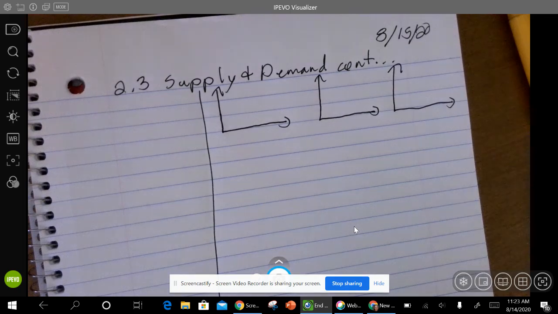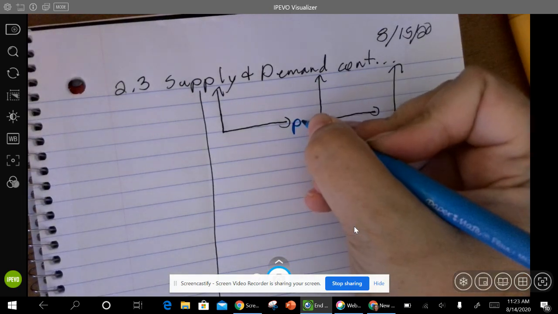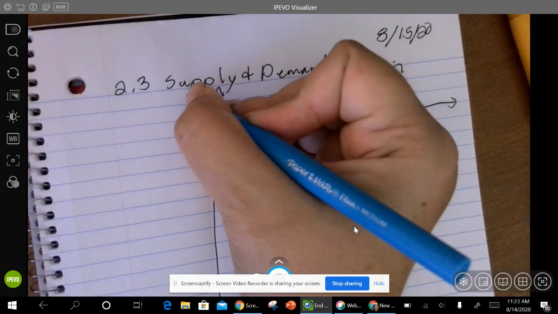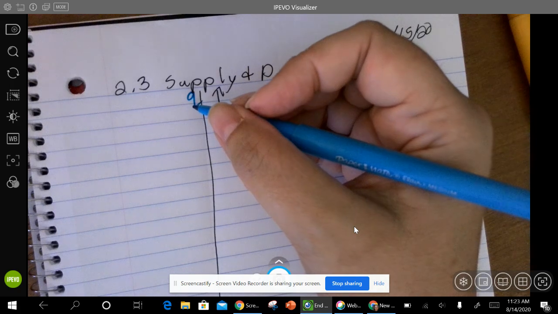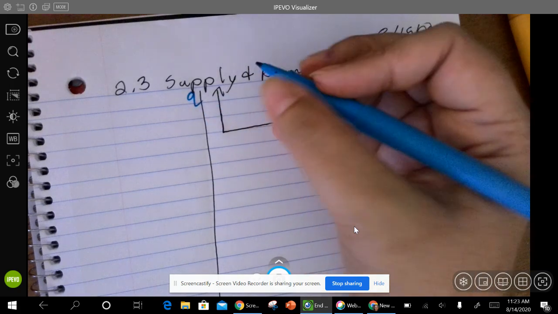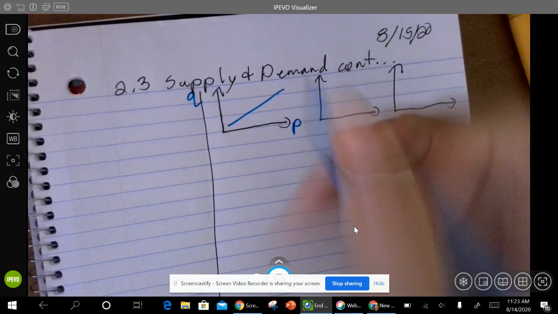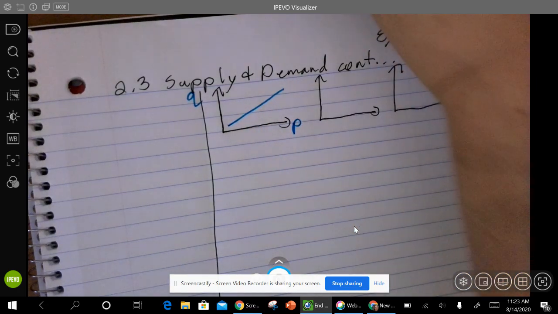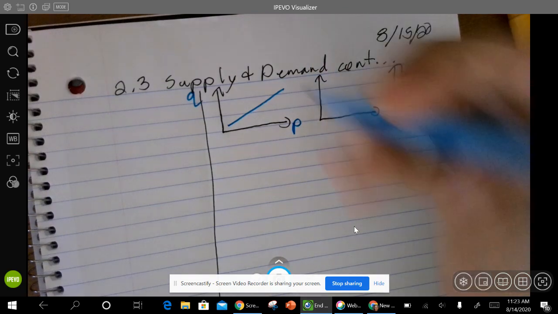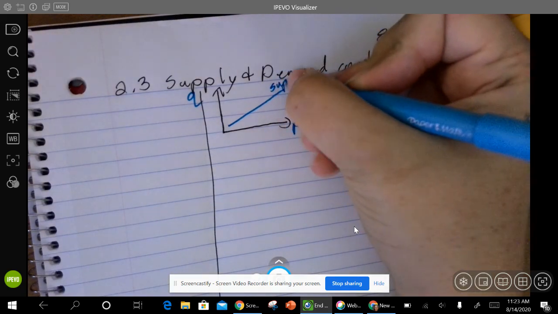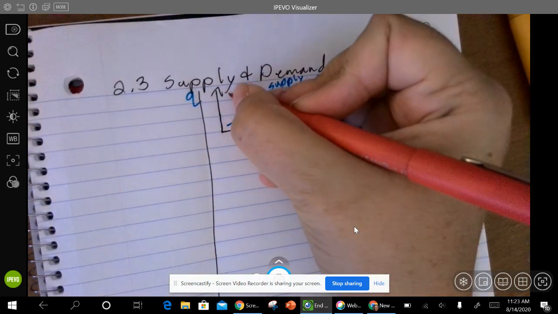Okay, and I want to let you know what's different from your economics class is that we put price on the x-axis and quantity on the y-axis. So if we're looking at, okay, I'm going to have supply, okay, and then demand, so that's supply. And then this is demand.